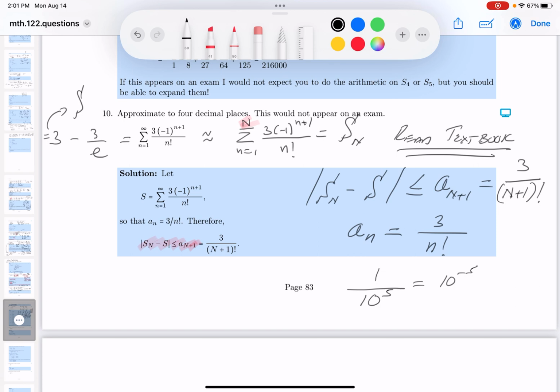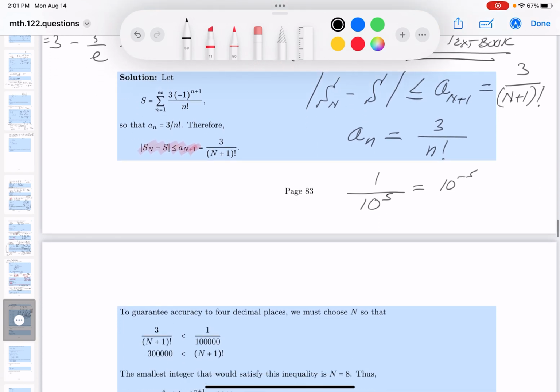So what I'm going to do over here, let's write this down. And we want 3 over the big N plus 1 factorial. And we want this thing to be, oh, I'm sorry, not that way. I want it to be smaller than. I don't want the error to be larger. I want it to be smaller than 1 over 10 to the 5.